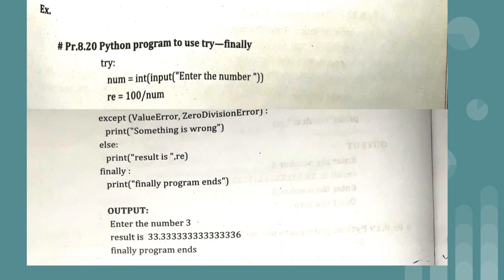But this particular block is used along with the try. It's not that we don't have try, except and all and we make use of finally. It's not the case. We have to use it at least along with the try block. The try block should be present.